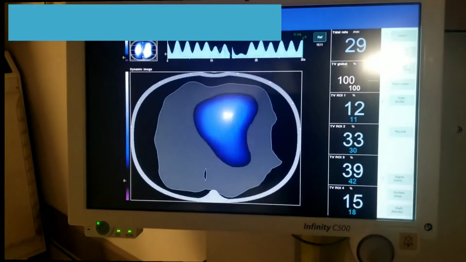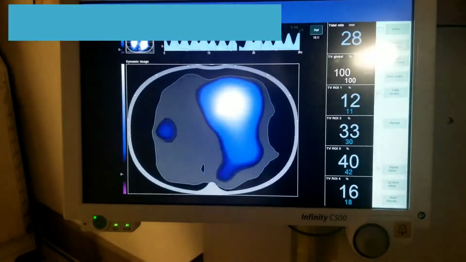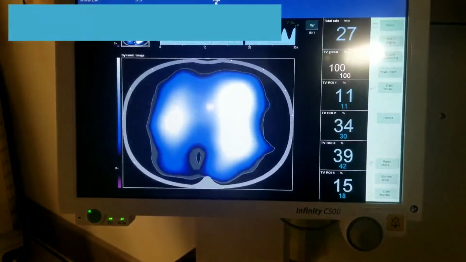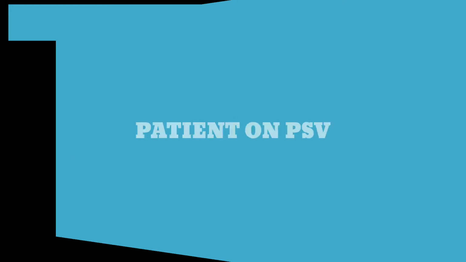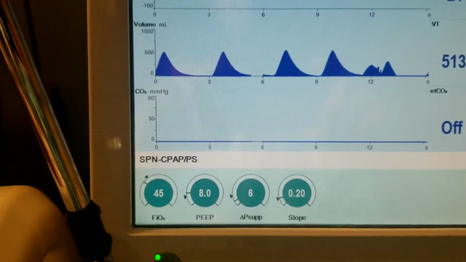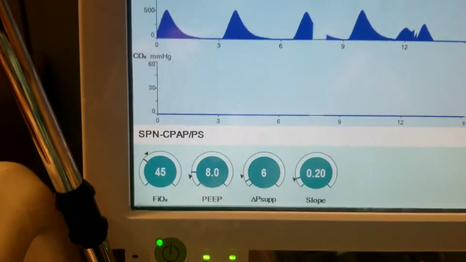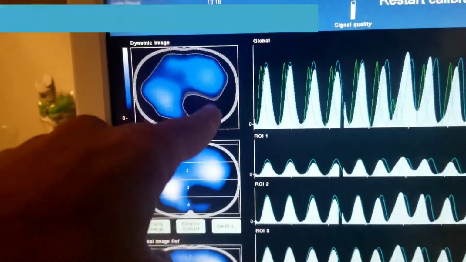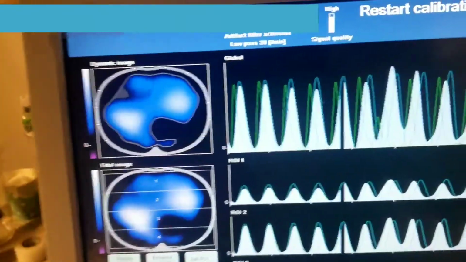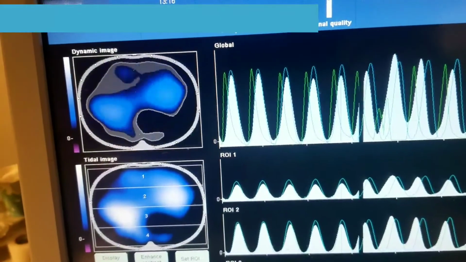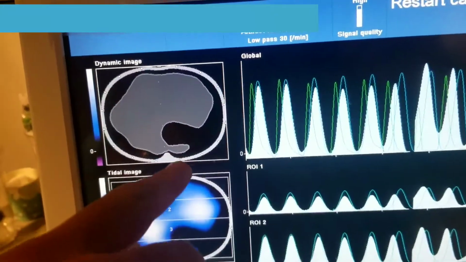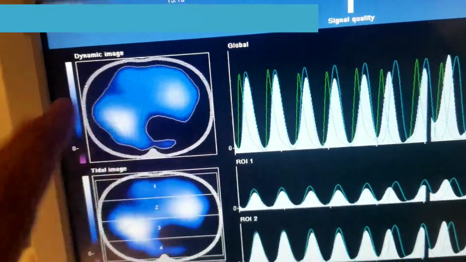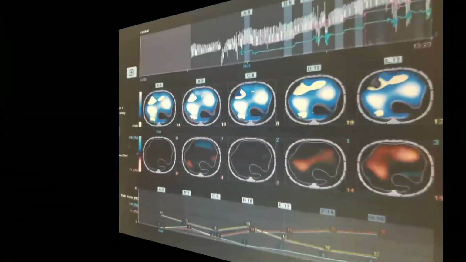So here's an example of a spontaneous breathing patient. This is the distribution of ventilation seen with the PulmoVista 500. This is a patient on pressure support ventilation. We did a PEEP study, titrating the PEEP right up to 14. As you can see here, the left dorsal region, there's no ventilation. So we did the incremental PEEP study in an attempt to open up that dorsal region.